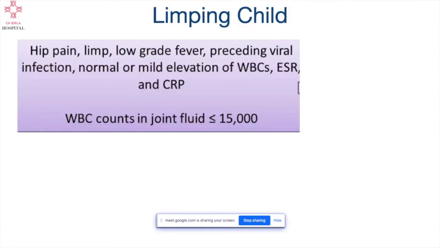So a limping child comes with hip pain, limp, and low-grade fever. There is a preceding viral infection like an upper respiratory tract infection or gastroenteritis, a normal or mildly elevated WBC, ESR, and CRP, and the WBC count in the joint fluid is less than 5,000. Given this clinical scenario, what will be the most likely diagnosis?